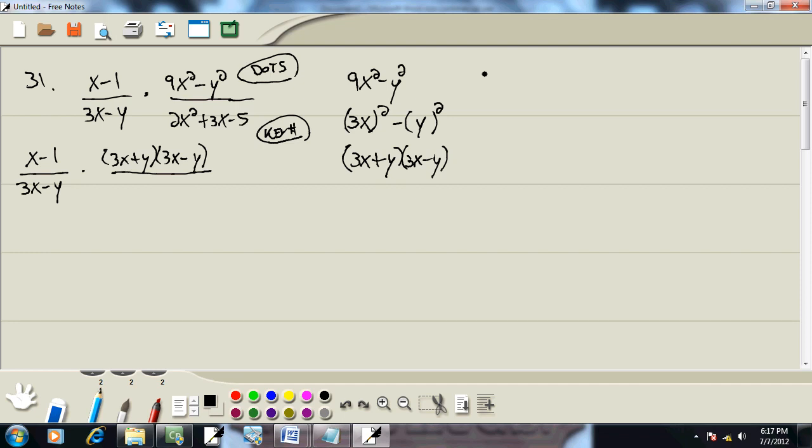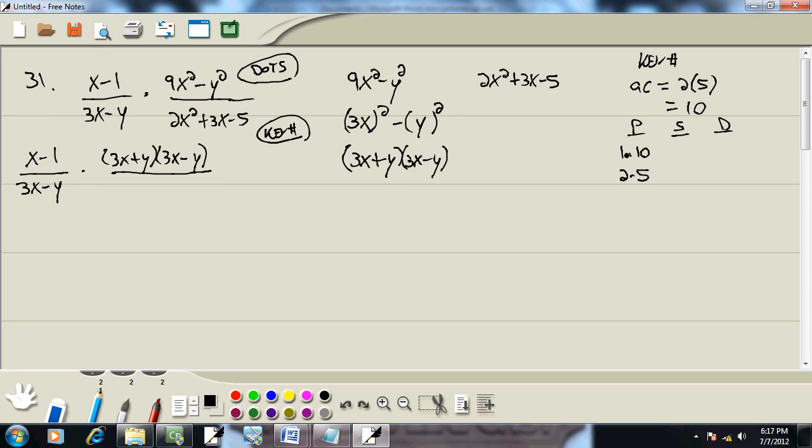Now the other one, 2x squared plus 3x minus 5. I said this is a key number. The reason why is we have an x squared, an x, and there's a number in front of our x squared. With a key number, we take the number at the beginning times the number at the end, ignoring signs. So we've got 2 times 5, which gives us 10. And we're going to come up with 3 columns. Our P column, we write down all products that give us 10: 1 times 10, 2 times 5.